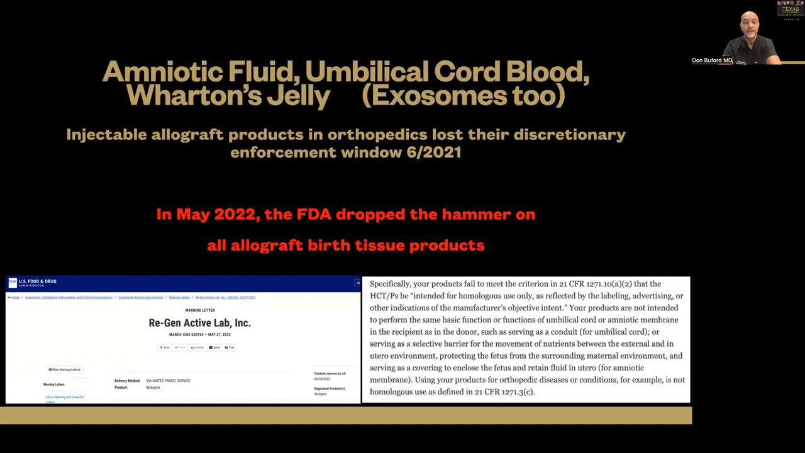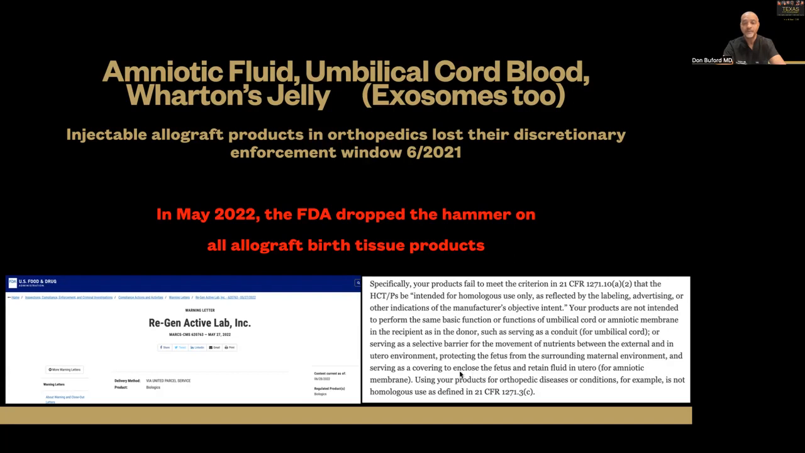And that's been the case for sure since June of 2021. Just this past May, the FDA made it even more obvious in a letter to a company that's based out of Dallas here. And what they did was they changed the language. It was real subtle, but they made it really obvious that if you are using umbilical cord and you're not replacing umbilical cord, then it's a drug. If you're using amniotic membrane and you're not replacing amniotic membrane, then it's a drug.